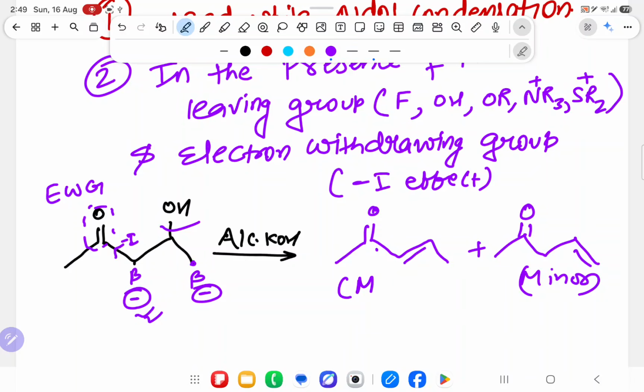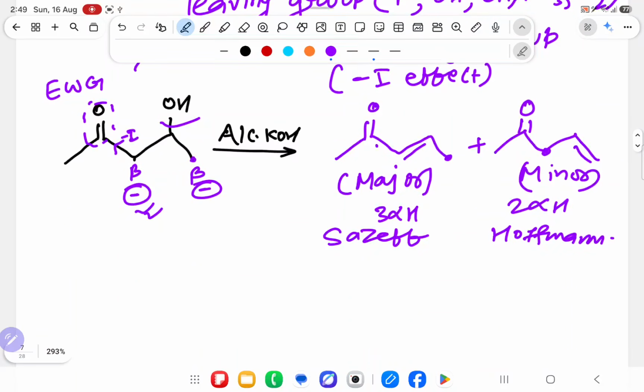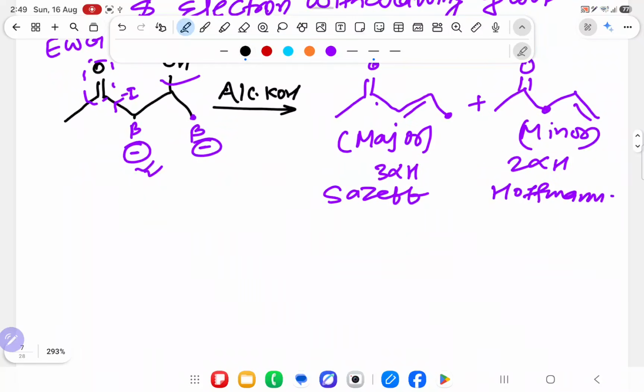In E1CB you only have to form the major product. If you want to form the minor, you can form it also. Understood? Not major: it has 3 alpha hydrogen, it has 2 alpha hydrogen; the one with 2 alpha hydrogen is more stable. Saytzeff and Zaitsev will be the same, and it is Hofmann. Over there, no confusion. But this time, E1CB. Understood? This is simple.